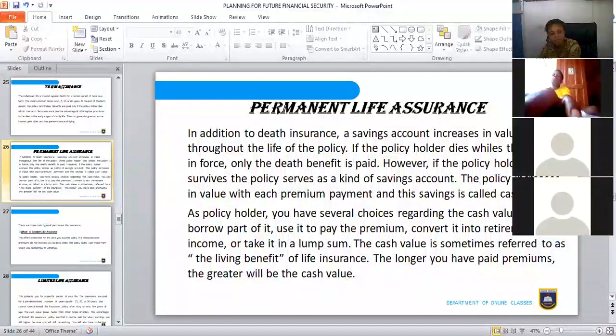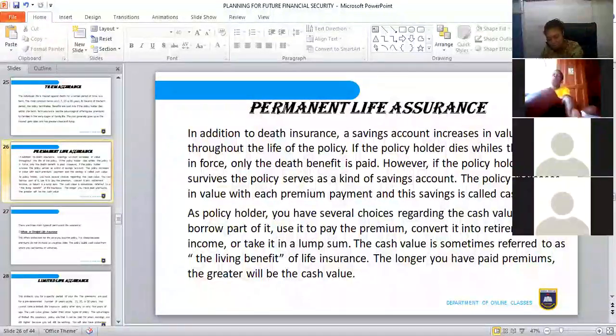And then the policy gains value with each premium payment, and this savings normally is permanent for an entire life. So as a policy holder, you have several choices regarding the cash value. You can either borrow part of it or use it to pay your premium. For instance, there are some insurance policies where, if you go through the year, you pay everything and then nothing happens, they give you part of your premium as a profit, and you use that to pay the next premium so that you don't need to send any money.